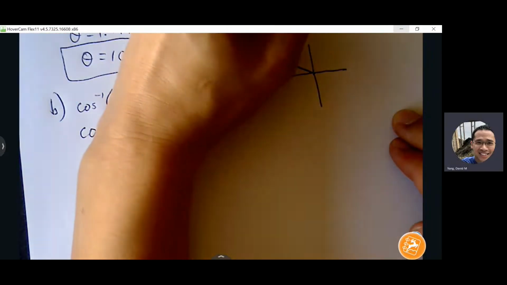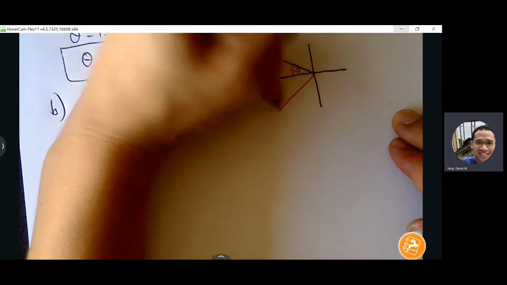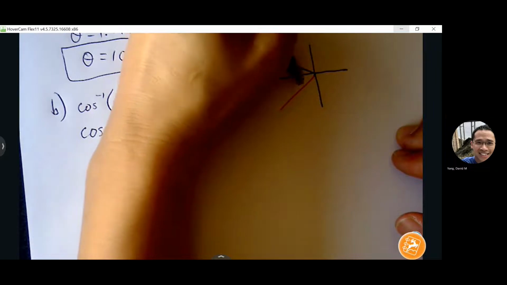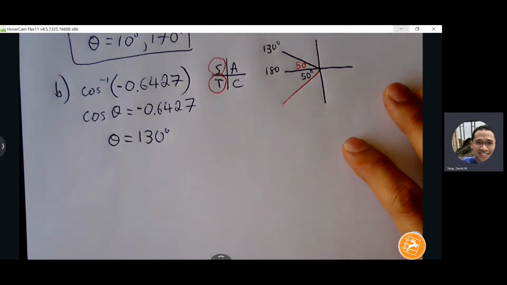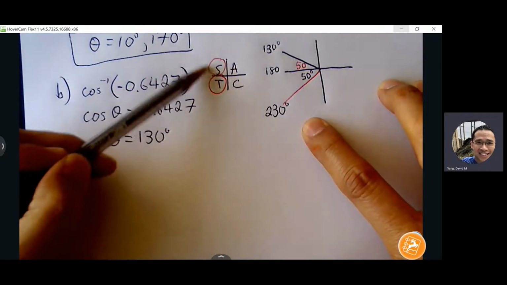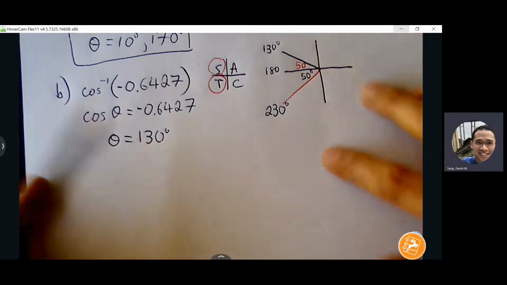50. So if we know what the reference angle is, we can use that to help us find the third quadrant measure we're looking for. What's 50 degrees away from 180 in the third quadrant? Yeah. There we have it. We want second and third quadrant angles that share the same reference angle. So 130 and 230.